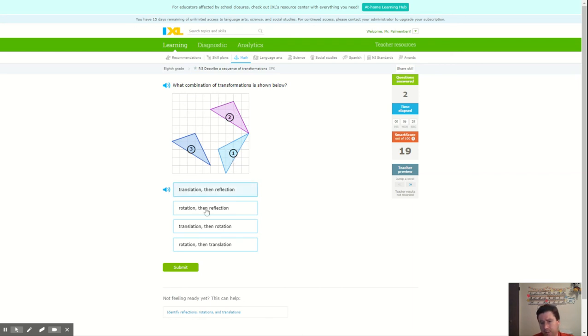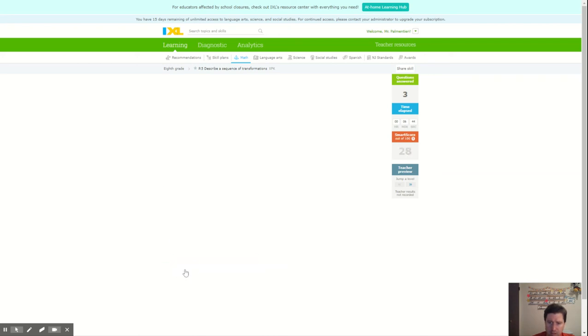Now, the next thing we want to know, did it translate, slide over and down? That's what it looks like. Or did it reflect? Now, a reflection is like an exact flip. That's not a flip. So it slid over and down. So it's a rotation and then translation.